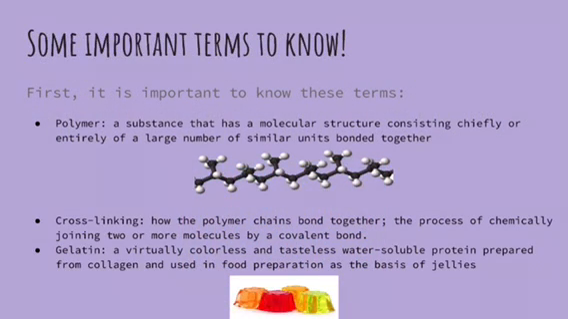So before I go into explaining what diffusion is, which is basically an important process in spherification, it's important to know what a polymer, cross-linking, and a gelatin are. So basically a polymer is some type of substance that's mainly made of the same type of unit or molecule. And as you can see, there's a picture of an example of one. And cross-linking is how this polymer is sticking together. It's by covalent bonding. And a gelatin, as you can see, is a virtually colorless and tasteless water-soluble protein prepared from collagen, which is a type of protein and used commonly in food preparation. And as you can see, there's a picture of gelatins there, which basically looks like jello.